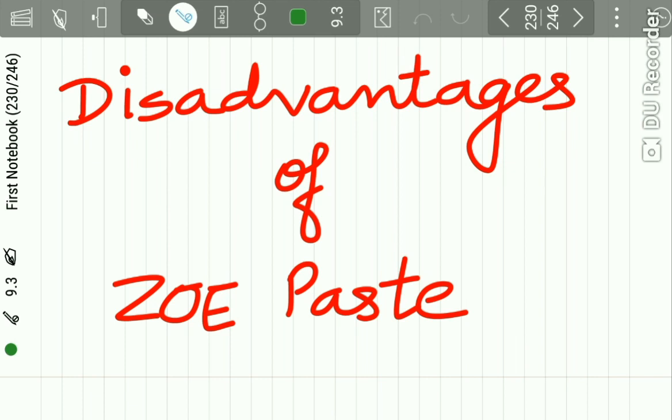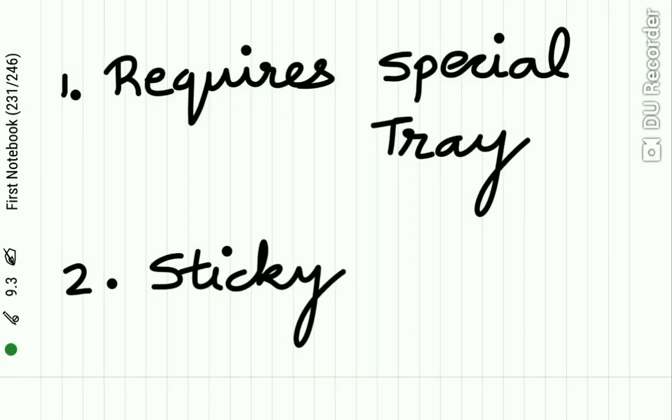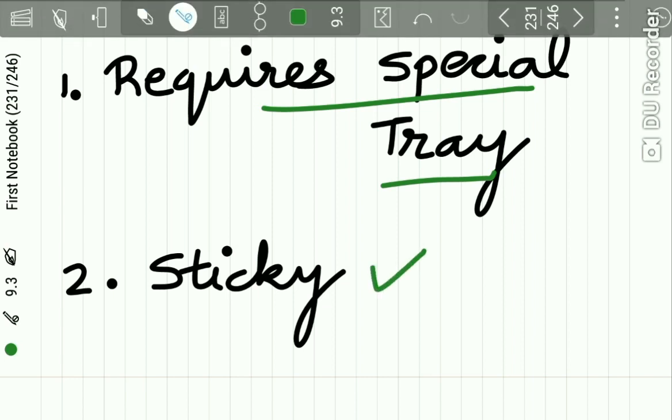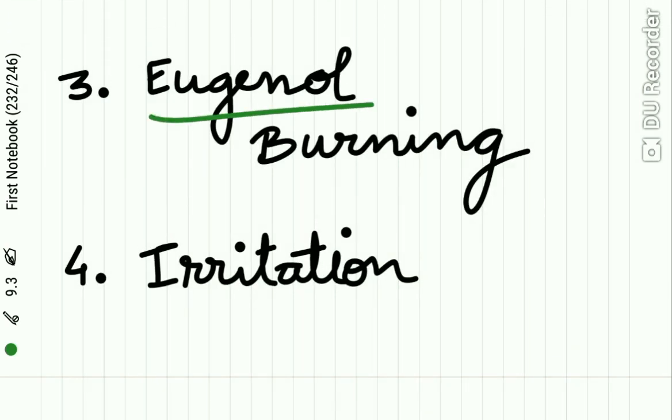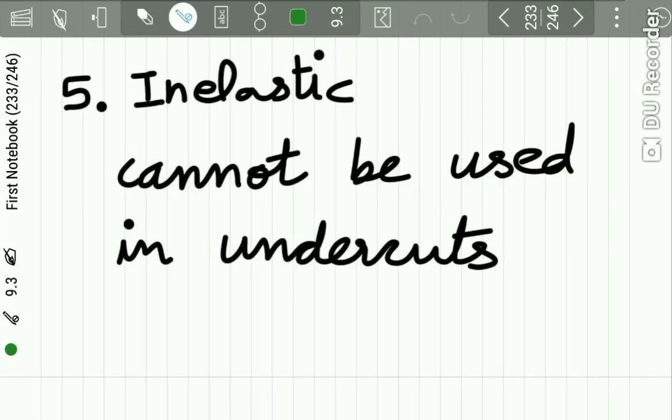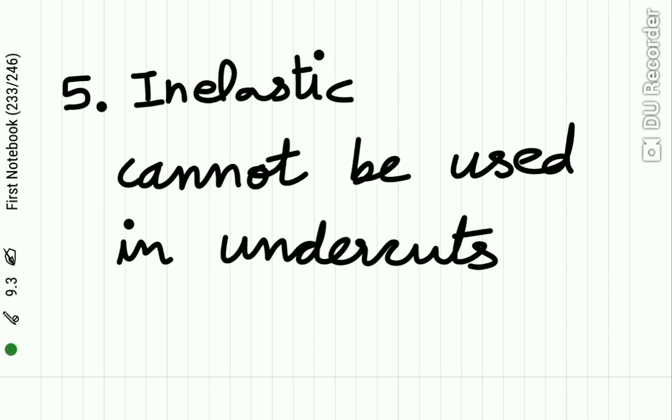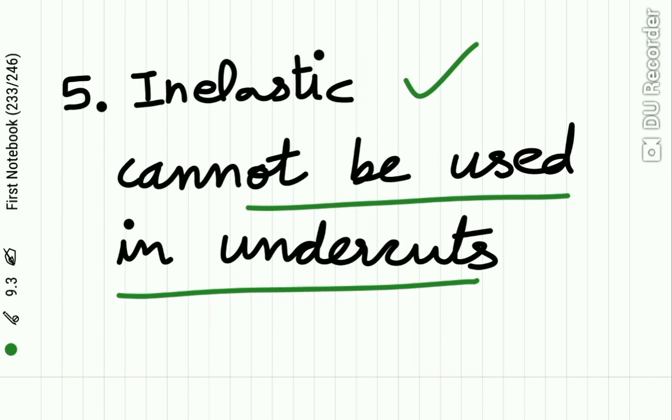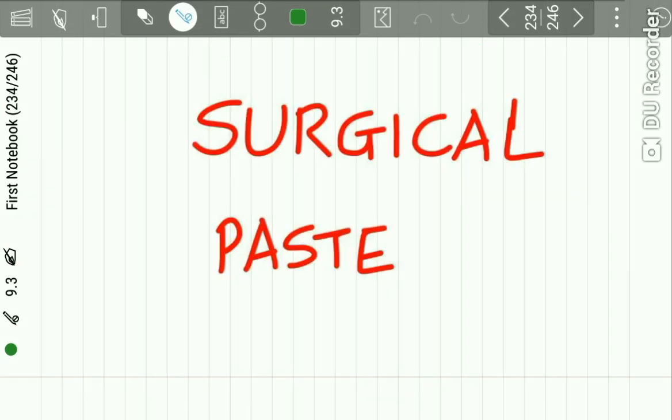Now, what are the disadvantages of using the ZOE paste? It requires a special tray for manipulation. Also, the ZOE paste is very sticky. Then the eugenol, which is present in the catalyst paste, gives a burning sensation to the patient and it may cause irritation or allergy. Also, it is inelastic, so it cannot be used in undercuts. It cannot be used to take the impression of teeth.